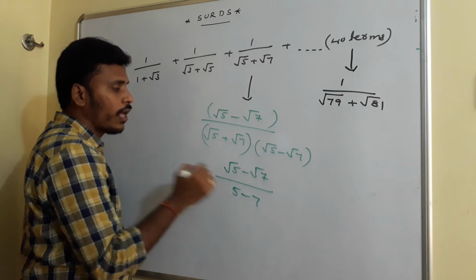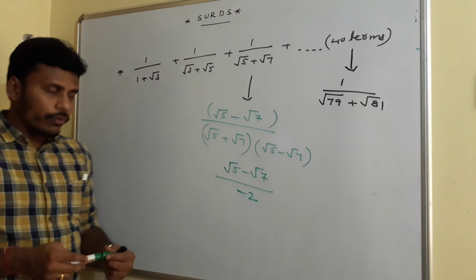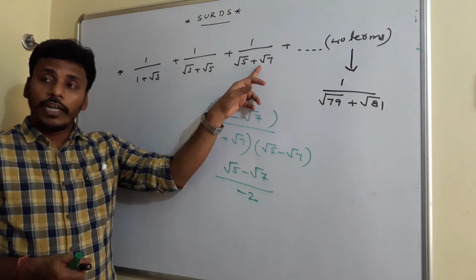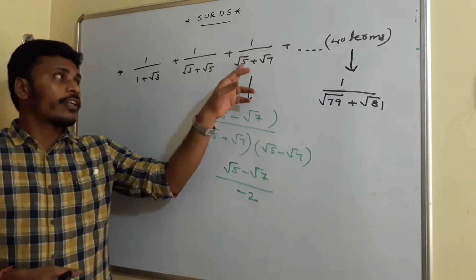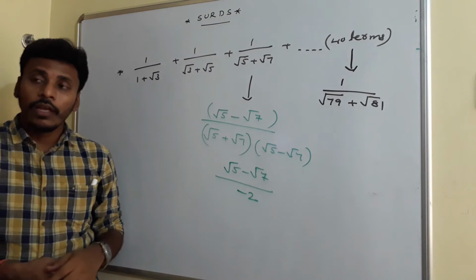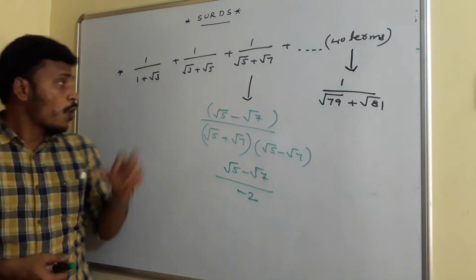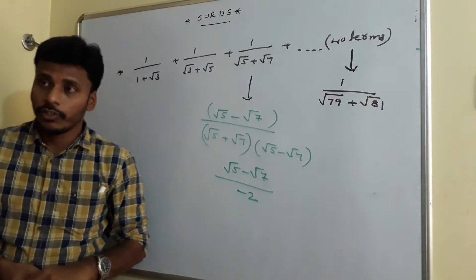What is the denominator? Minus 2. Just think it. So now the term 1 by root 5 plus root 7 is simplified to root 5 minus root 7 by minus 2, since the difference between 5 and 7 is minus 2. If you observe all the terms, the difference between 3 and 5 is also minus 2, 1 and 3 is also minus 2, 17 and 81 is also minus 2.